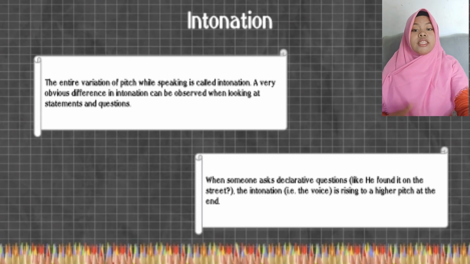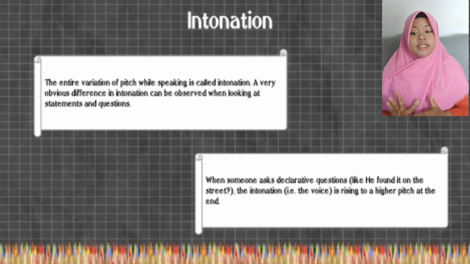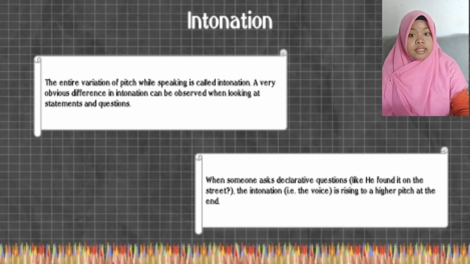Okay, next I will explain to you about intonation. Intonation is very related with pronunciation. The entire variation of pitch while speaking. This is a definition of intonation. A very obvious difference in intonation can be observed while looking at statements and questions. For example, when someone asks declarative questions like, "He found it on the street?", the intonation or the voice is rising to a higher pitch at the end of the sentence, right?